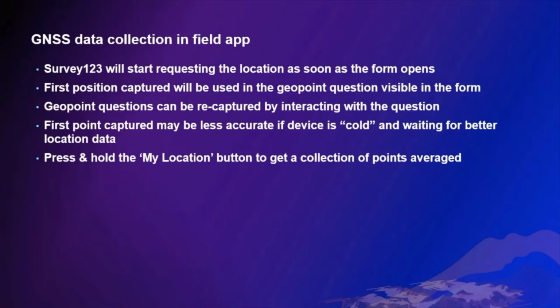The first point captured may also be less accurate if the device is cold, doesn't have a valid GPS signal, or is using only Wi-Fi or IP address. Waiting for and confirming that you have a good GPS location is preferable. You can also press and hold the My Location button to get a collection of points averaged, and store the average location calculated from all the points included in that time.